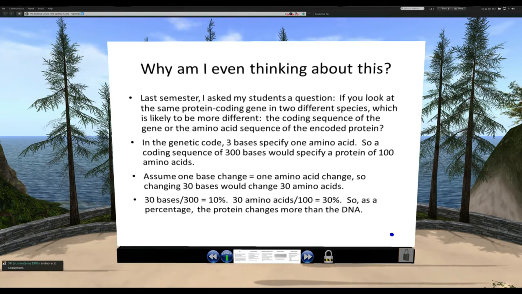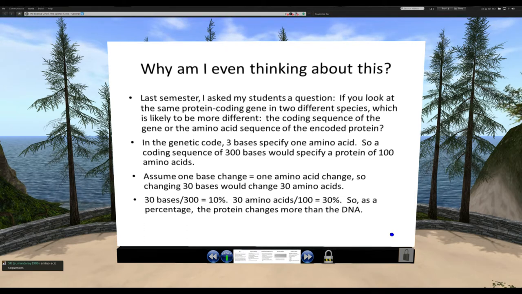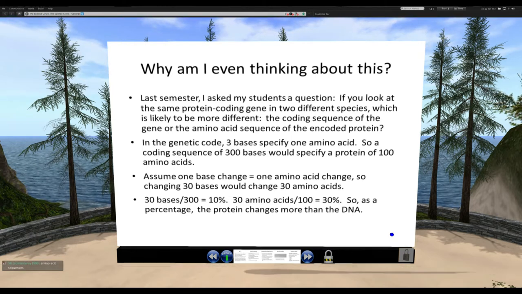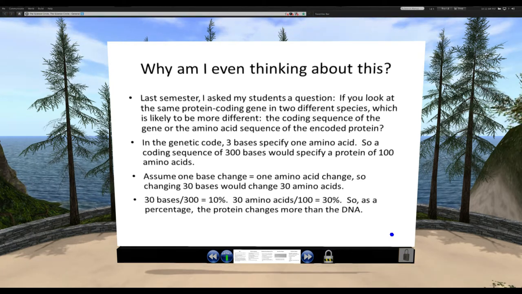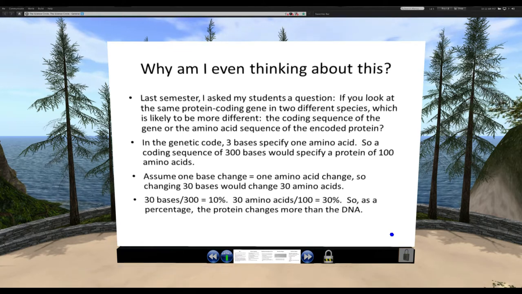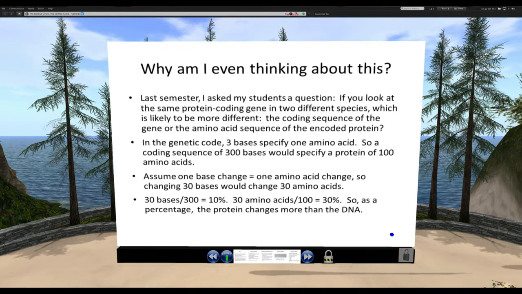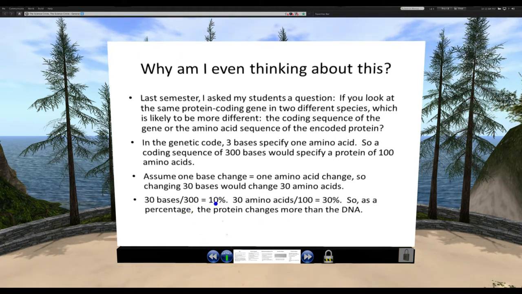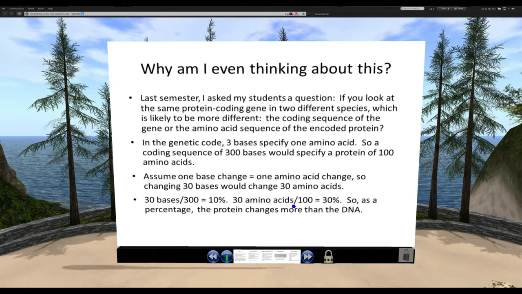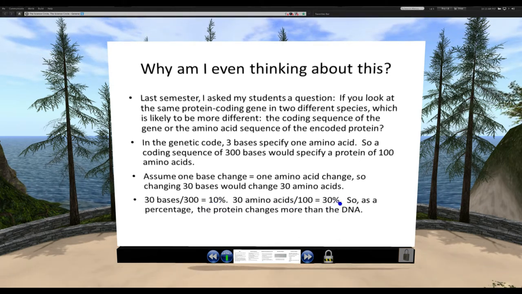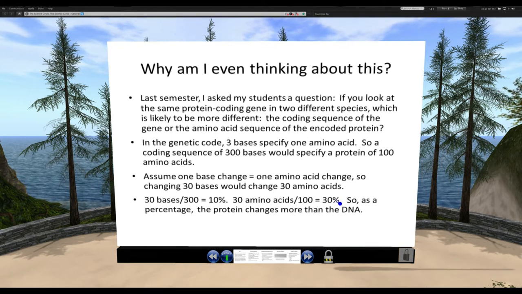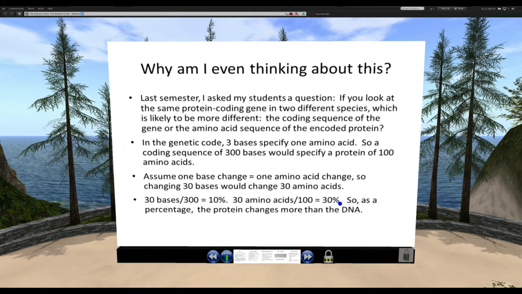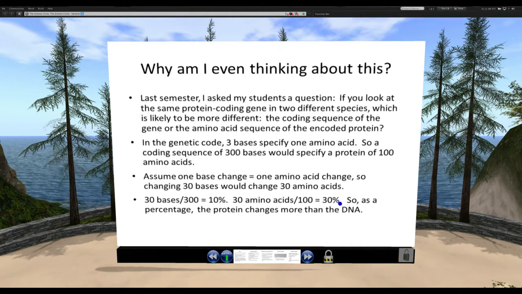Since the proteins are only a third as long as the coding sequence of the DNA, you would expect to find more change on a percentage basis in the amino acid than you find in the DNA. If you had 30 changes in a DNA, that would give you 10%. But if you change 30 amino acids, that would give you 30%. That's what I wanted them to think about: the difference in structure and the difference in number, and how that's reflected in the percentage of difference in the DNA and in the protein.